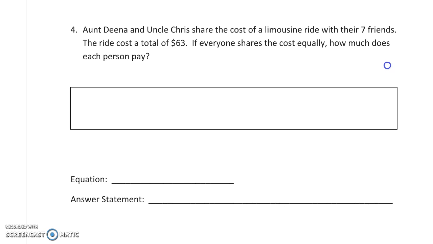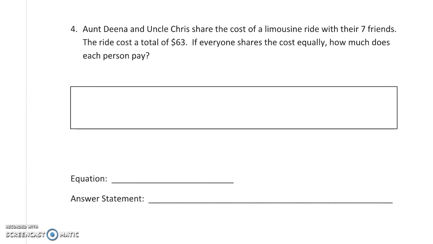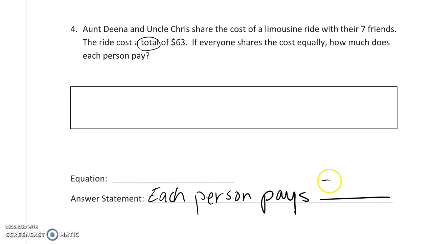All right, number 4. Aunt Dina and Uncle Chris share the cost of a limousine ride with their 7 friends. The ride cost a total of $63. There's a total, clue word. If everyone shares the cost equally, how much does each person pay? Let's do our statement. Each person pays blank dollars. And that each tells me that this is going to be an unknown. So let's do, I don't know, P dollars.